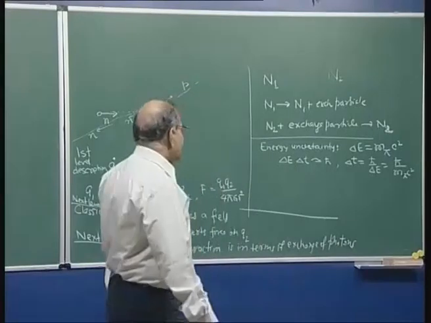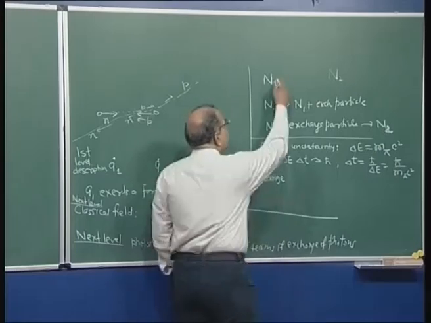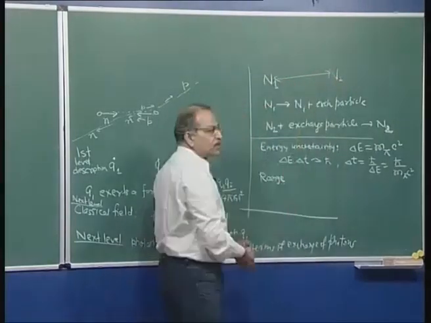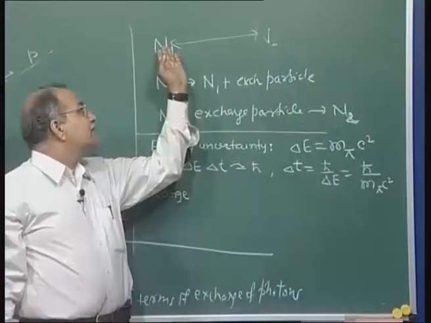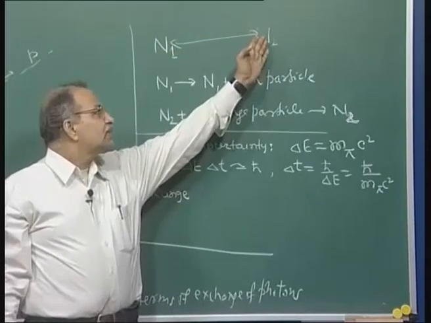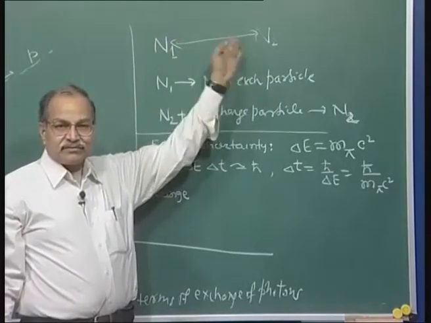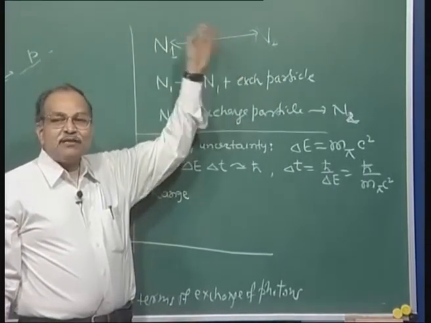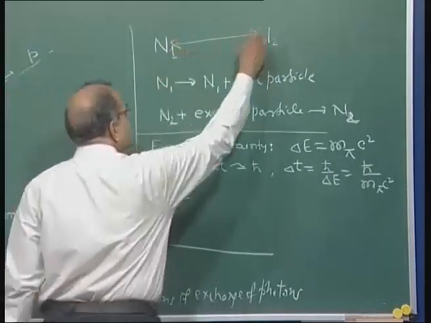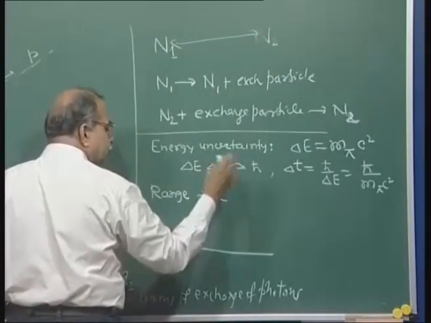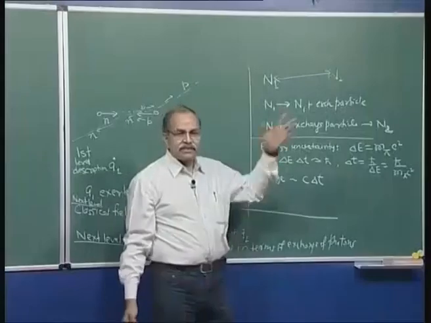Okay. And therefore, the range, that means, if these two particles are this much far away, and if this exchange particle has to go from here to here, it should get emitted here and should get absorbed here, the particle has to travel this length. And even if the speed of the particle is close to c, this range of interaction should be less than or of the order of c times delta t, cannot exceed this.